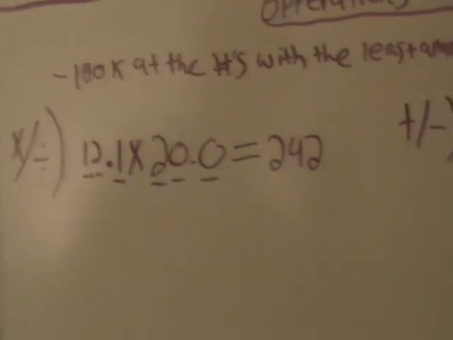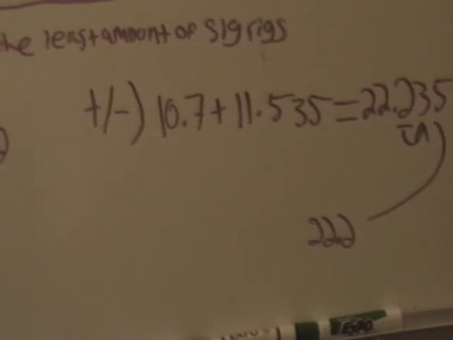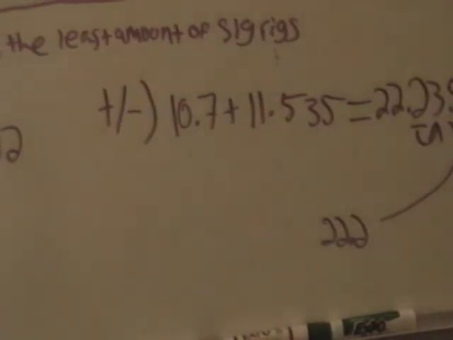The rules change just a little bit when we do addition and subtraction. Here we have 10.7 plus 11.35. In this case, we only look at the amount of significant digits after the decimal place. So we'd look at the 7, we'd look at the 35, and we'd look to see which value has the least amount of significant digits. In this case, the least amount of significant digits after the decimal place would be the 10.7. It only has one significant digit after the decimal. So we know our end result can only have one significant digit after the decimal place.